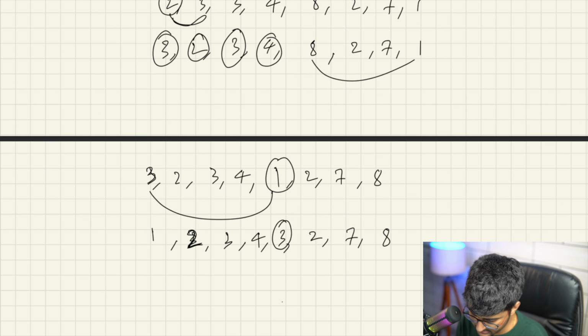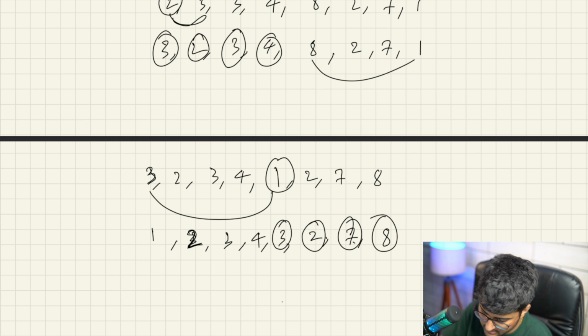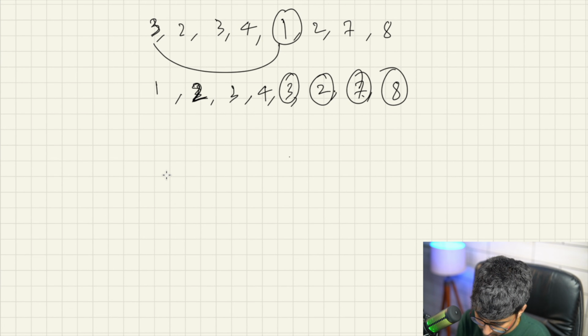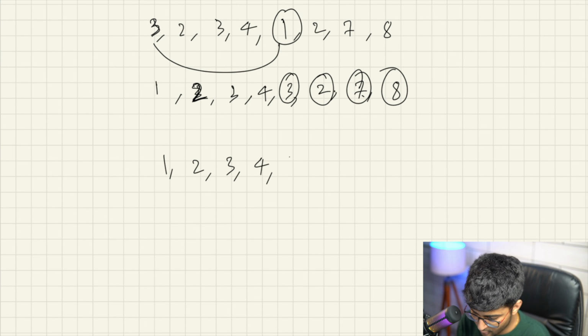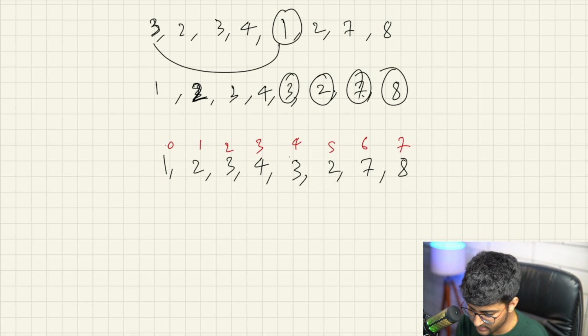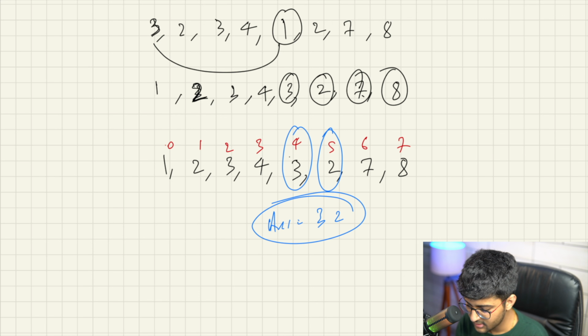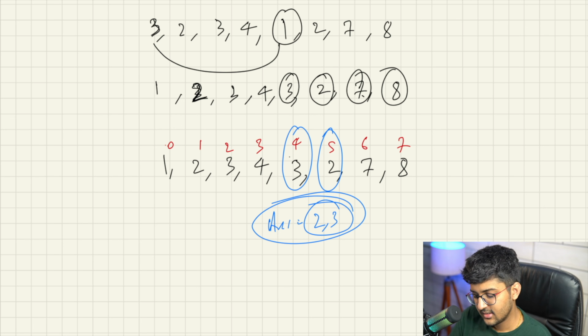Okay. Is 3 at the correct index? Yes, it is. Is 2 at the correct index? Yes, it is. Is 7 at the correct index? Yes, it is. 8 at the correct index? Yes, it is. So this is going to be 1, 2, 3, 4, 3, 2, 7, 8. Indices are 0, 1, 2, 3, 4, 5, 6, 7. What are all the wrong indices? This is correct, correct, correct, correct, wrong, wrong, correct, correct. Answer is equal to 3 and 2. Isn't that the answer? Only 3 and 2 are repeated. Yep. That is your answer.